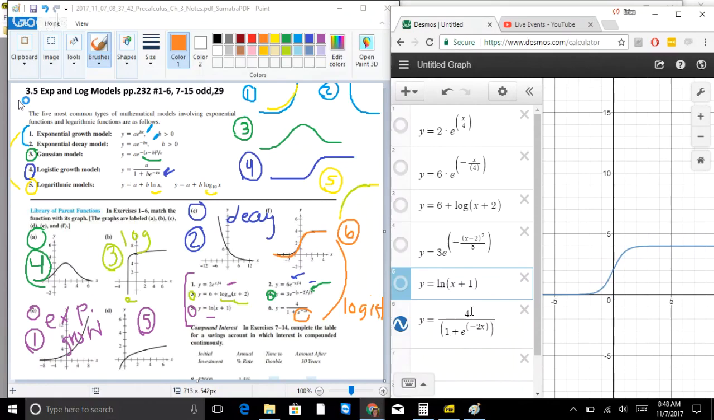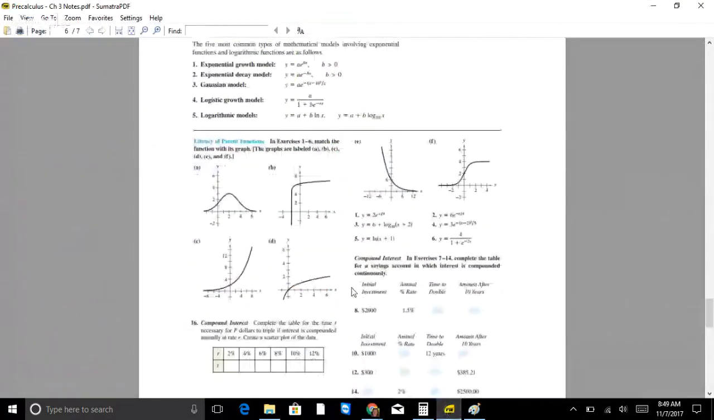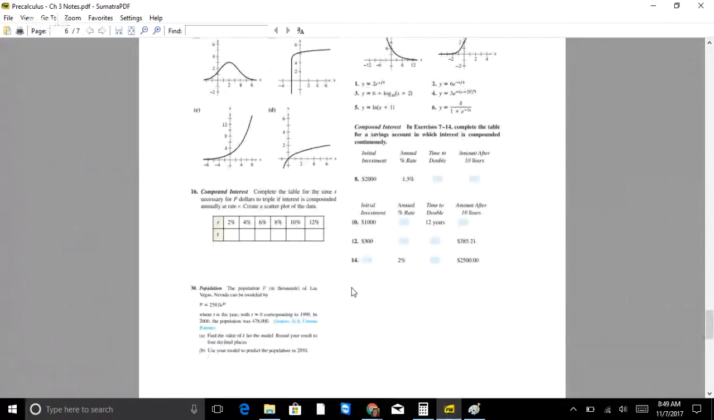As I mentioned, we have two sections in one. So 3.5, we have these models. Now we're actually going to switch gears a little bit, and we are going to go back to our compounding interest.